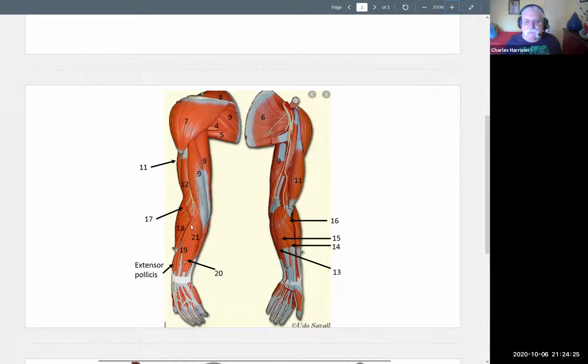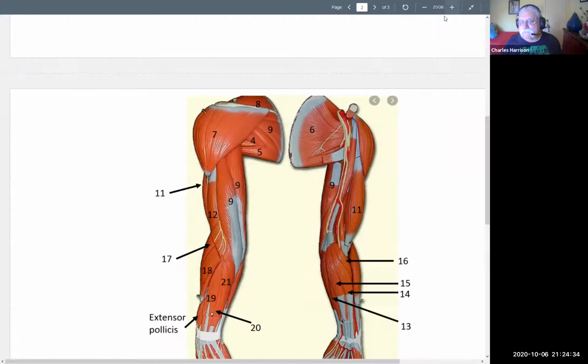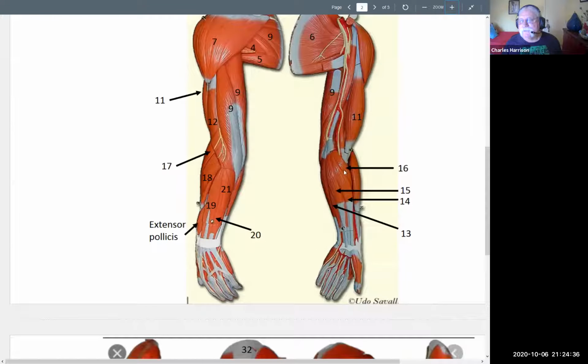Okay, and here you can go around the arm, and you may have to even here increase it a little bit. Okay, there's the pronator teres. This next one would be the flexor carpi radialis. This would be the palmaris longus, and this would be the flexor carpi ulnaris. Okay.